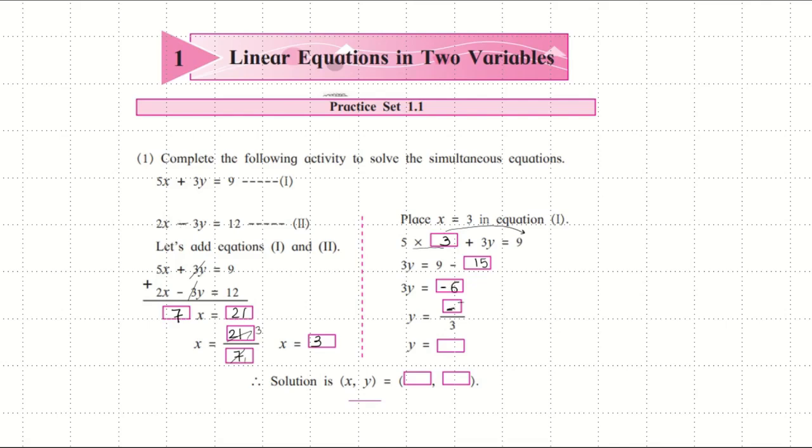So 3y = -6, that is y = -6 upon 3. 3 ones are 3 and 3 twos are 6. So y is equal to -2. Always pay attention to the negative sign. So x is 3 and y is -2. Let's move on to the second question.